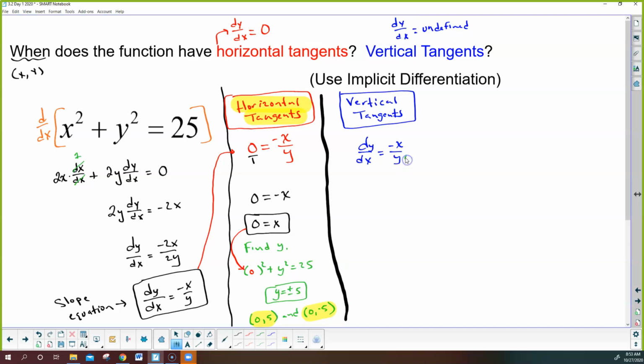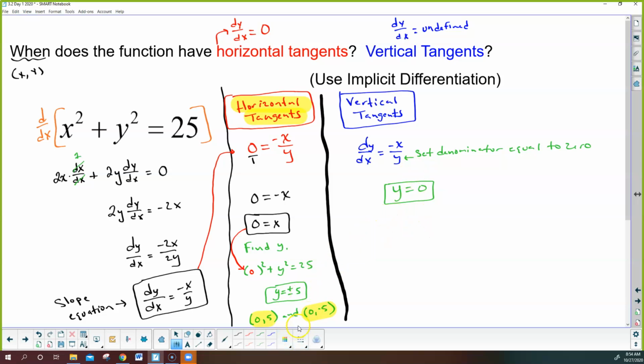In general, anytime you're looking for vertical tangents, let's do this. We always set the denominator equal to 0. Because that's the only time that this fraction will result in an undefined answer. Which means it doesn't matter what x is in this case, y just cannot be 0. So vertical tangents will occur when y is equal to 0.